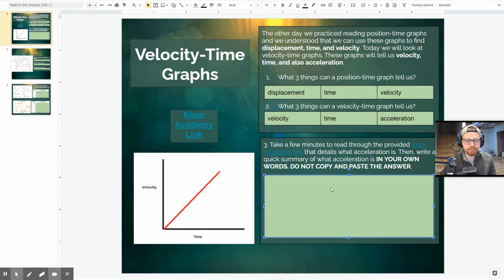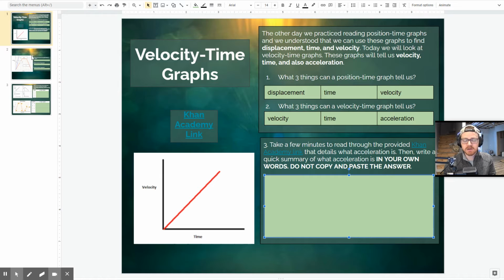Because we're jumping into acceleration and we haven't talked about it, I want you to have at least a working understanding of what it is. It's a very common word and you've probably used it before and may have half an idea what it is, but it's a little more specific in physics. So give it a read and write down a quick summary down here. I know the box is big, but it can be a quick summary. Please don't copy and paste the answer. Make a summary on your own.